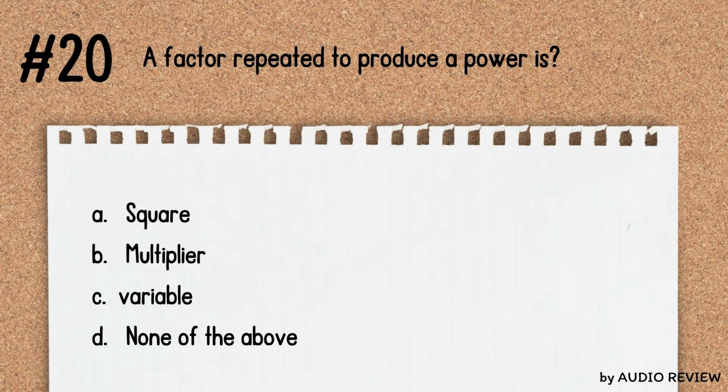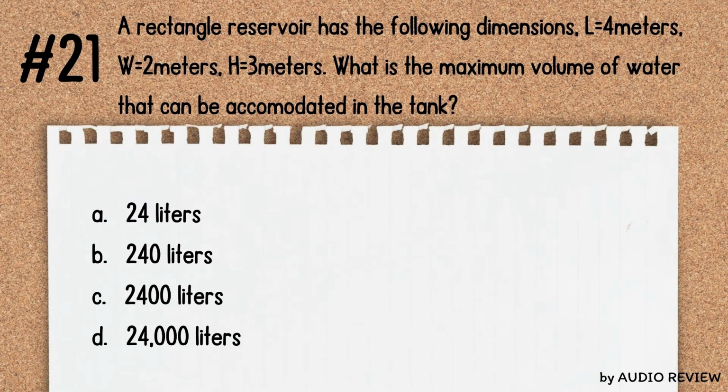Question number 20. A factor repeated to produce a power is what? A. Square. B. Multiplier. C. Variable. D. None of the above. The answer? It's A. Square. It is a factor repeated to produce a power. Square.